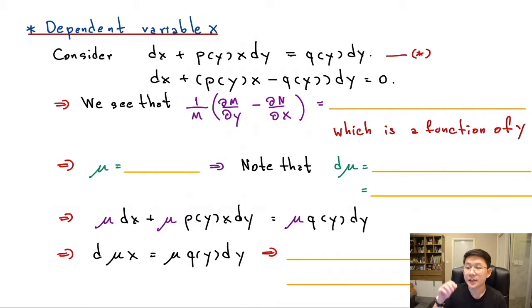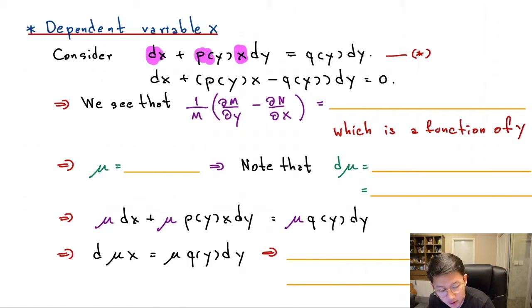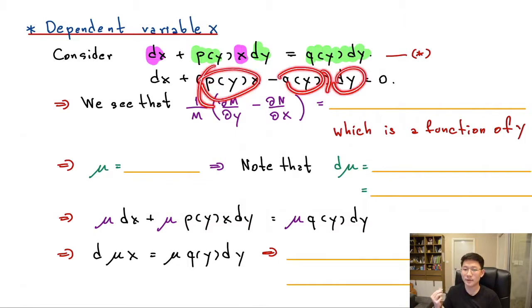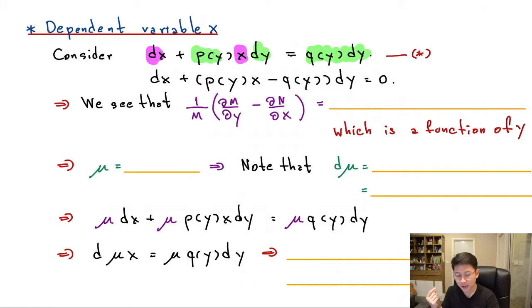And guys, the case for dependent variable x is pretty similar. Now let's say that we have x here, dx here, and this is p(y) dy, q(y) dy. And then I just move this to this side, so I have dx and (p(y)x minus q(y)) dy. I just move this to the left hand side, equals 0.